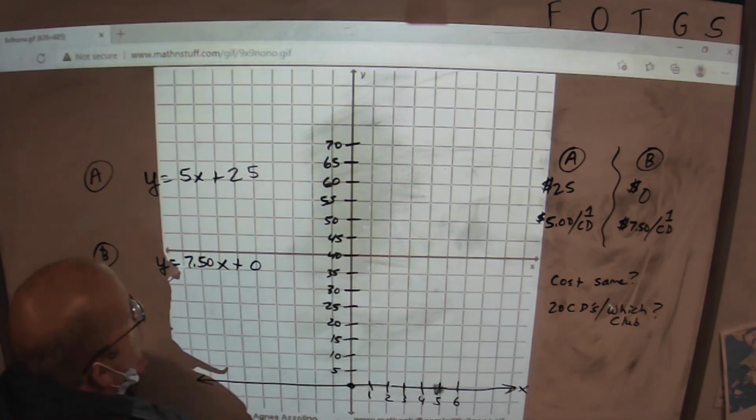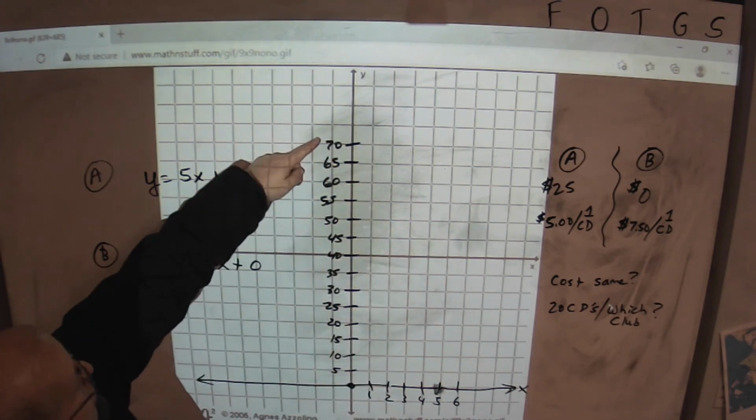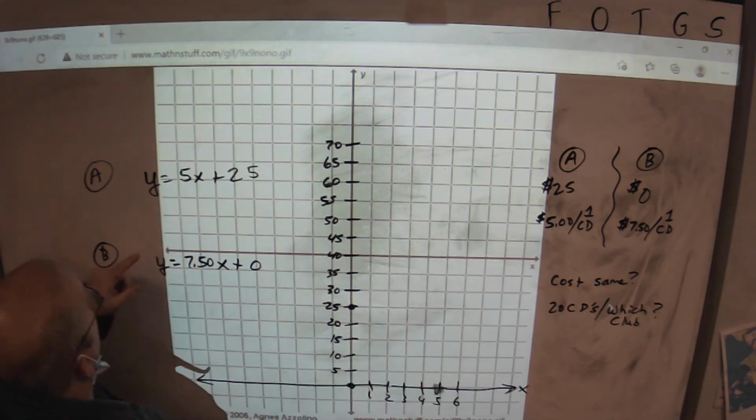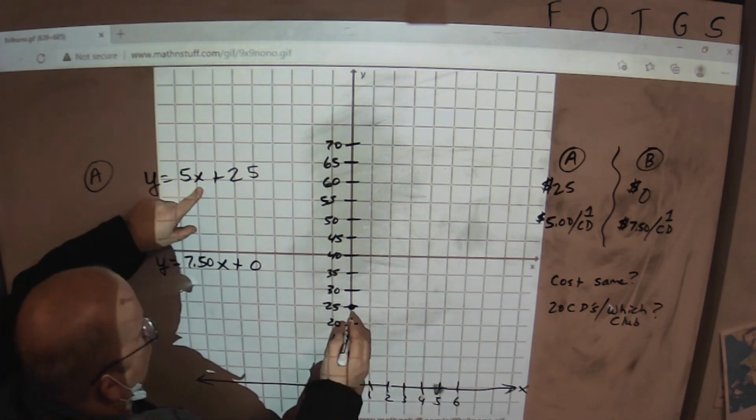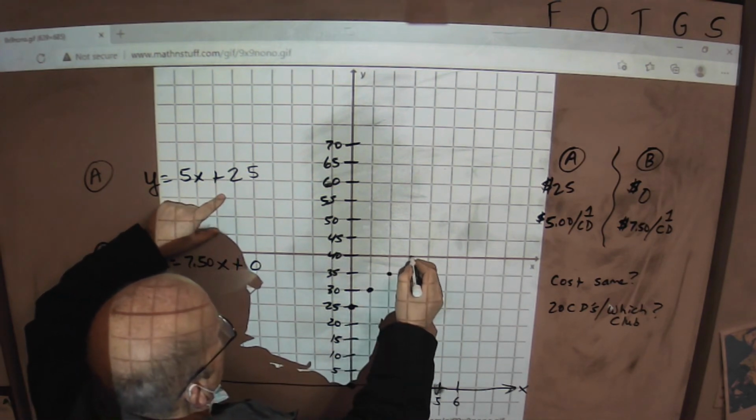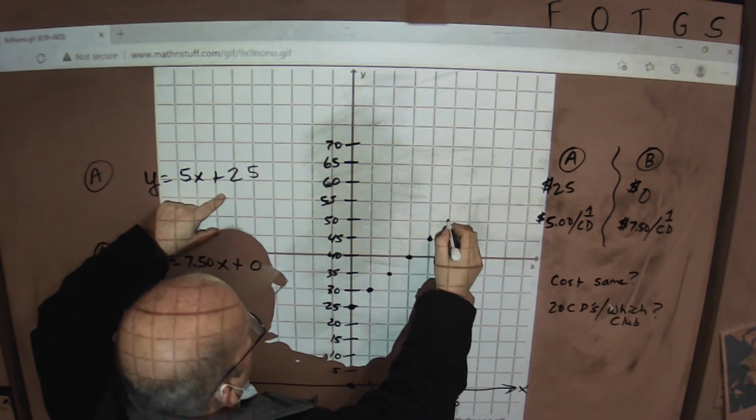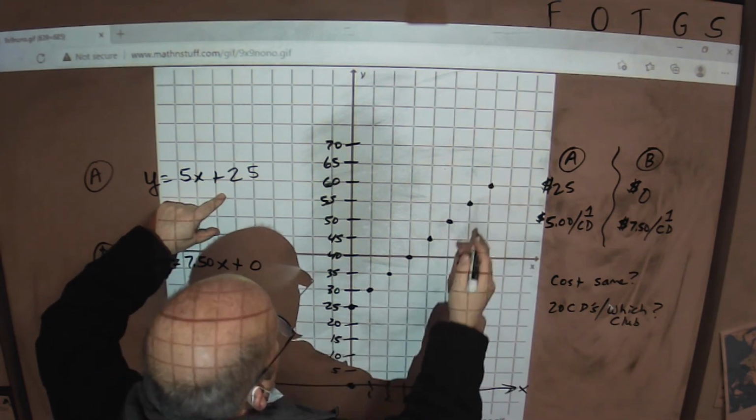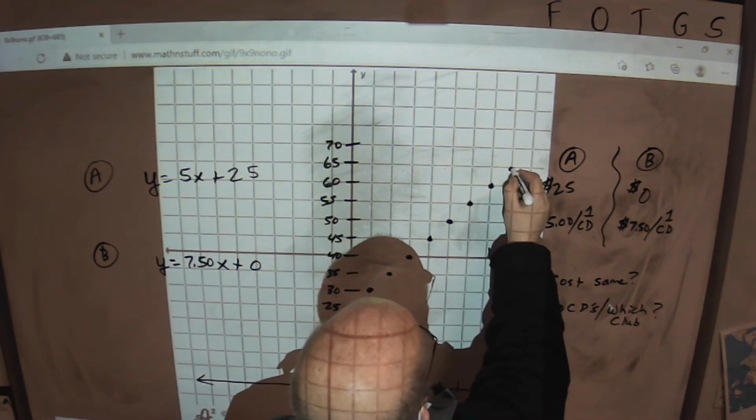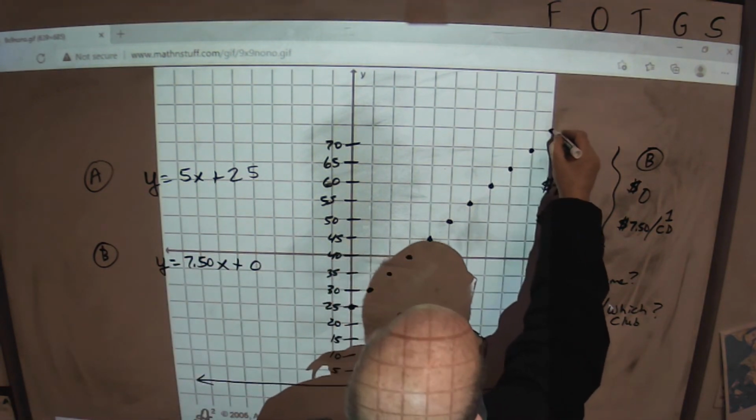So now I'm going by 5s, and I'm anywhere from 5 all the way up to 70 here. My first dot's at 25, and I got to go up 5 and over 1. So that'd be here, 5 and over 1, here, 5 over 1, 5 over 1, 5 over 1, 5 over 1. This might actually do it. I don't know.